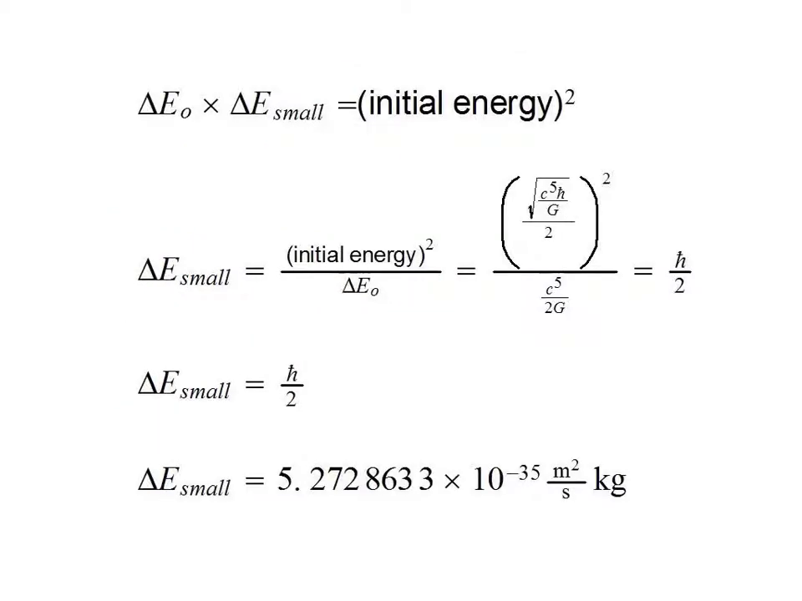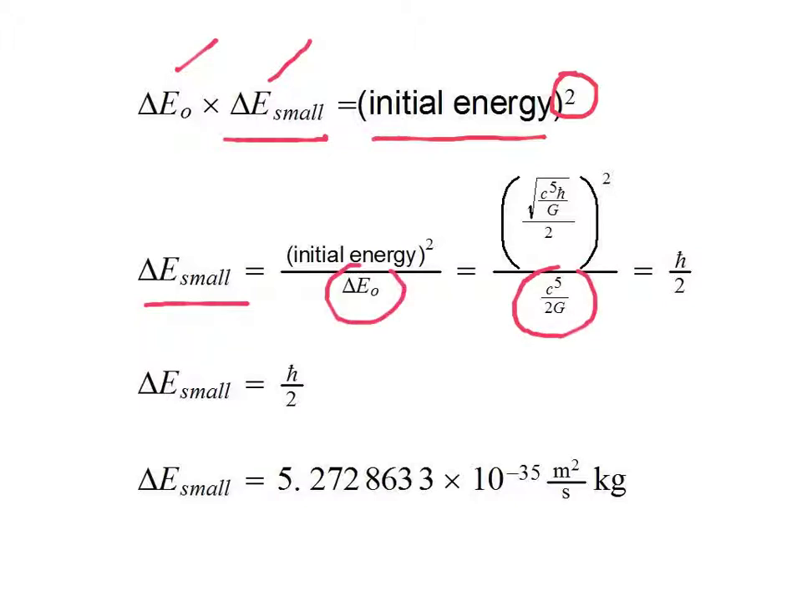Let's now calculate delta E small. Using the geometric mean relation, delta E large times delta E small will equal the initial energy squared. We'll rearrange, plug in our value for delta E sub O, which we determined previously, and we find that delta E small is equal to h bar over 2.